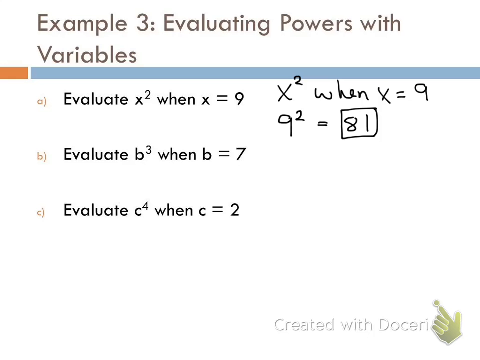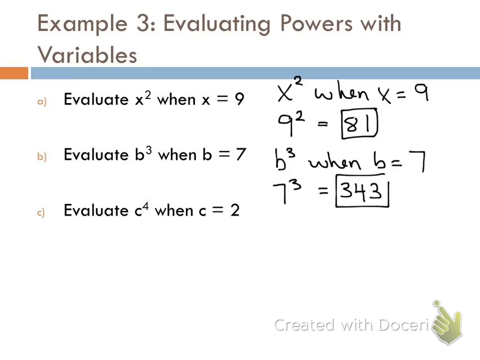Now on the next one, b cubed. Now remember, raised to the third power, we can also describe that as cubed. But that is b to the third power. You should be writing this in your notes. When b equals 7, make your substitution. 7 to the third power equals, anybody know? McKee? 343. Very good, 343.